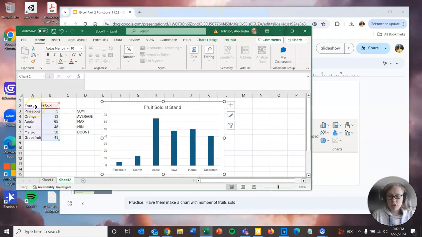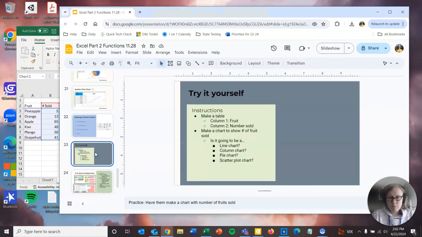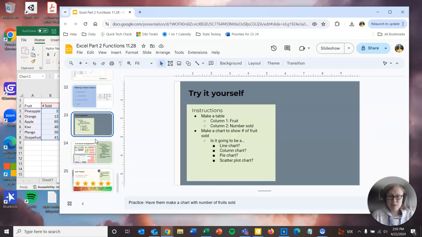Usually with charts, you're only going to highlight two columns, because one of them will be your x-axis. That'll be the first column you highlight. The second one will be your y-axis. That's the second column you highlight. All right. So this is what we just did. I would recommend you go ahead and try it on your own so you get an idea of what it feels like to put in a chart.